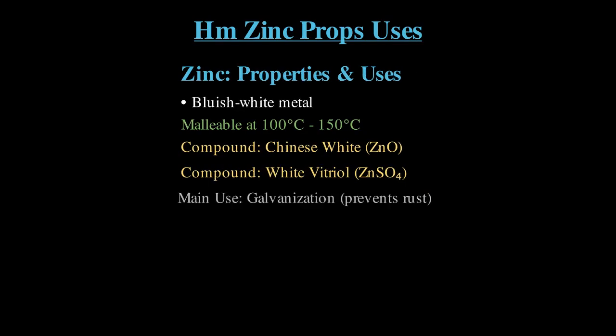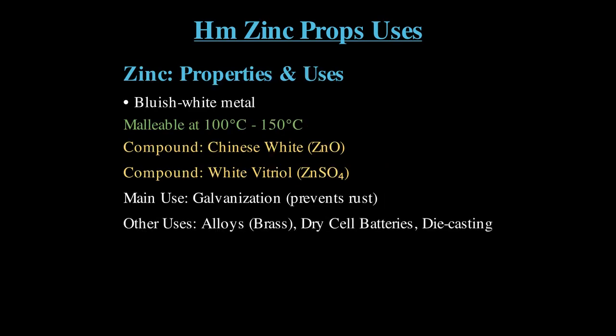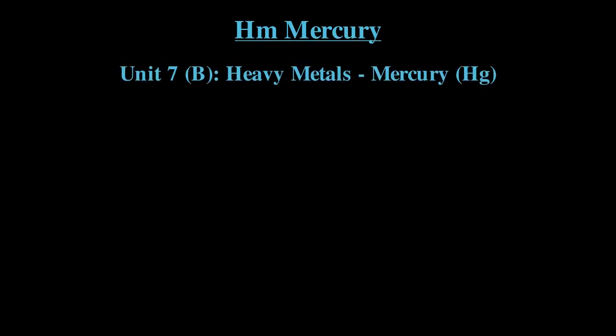The single most important use of zinc is galvanization, which is coating iron to prevent rusting. It is also essential for making alloys like brass, for manufacturing dry cell batteries, and in the die casting of many automotive parts. Alright class, let's move to our first heavy metal, mercury, symbol Hg.